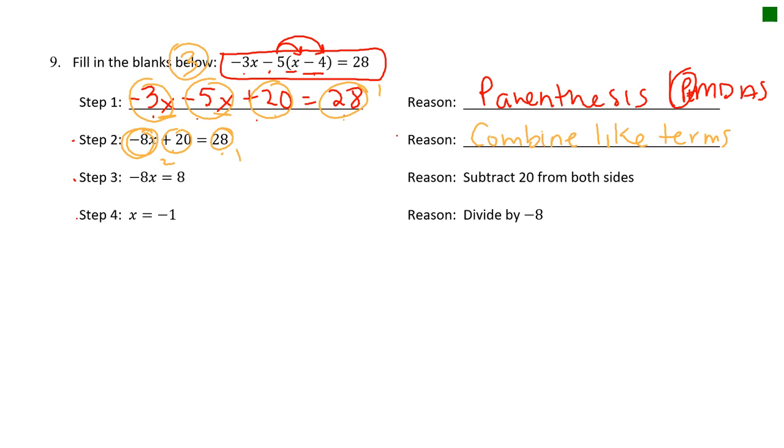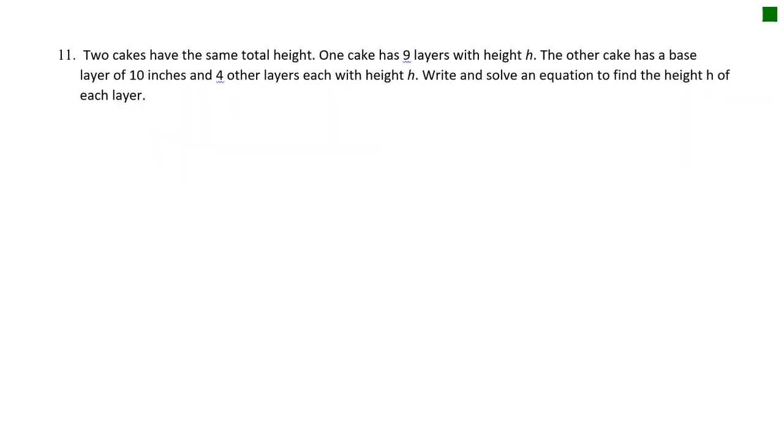Okay. All right, moving on to the last one, word problems. You need to really pay attention to what they're giving you. It says two cakes have the same total height. If they have the same total height, that means they have to equal the same. Equal symbol means that one side is equal to the other side. They are equal, they are the same. So on one side, you're gonna write the one cake because we're talking about two cakes. On the other one, you're gonna write about the second cake.